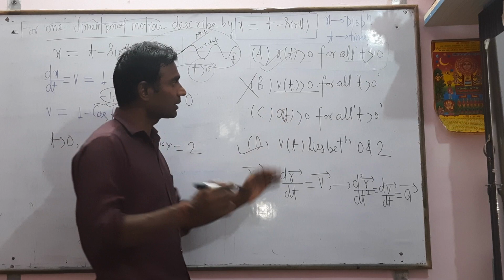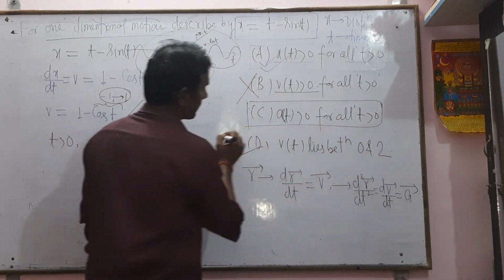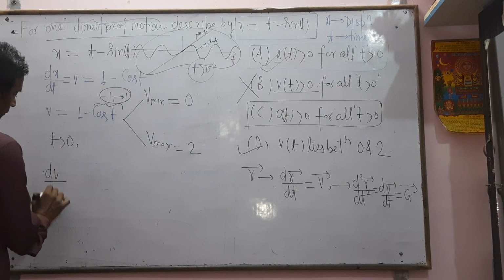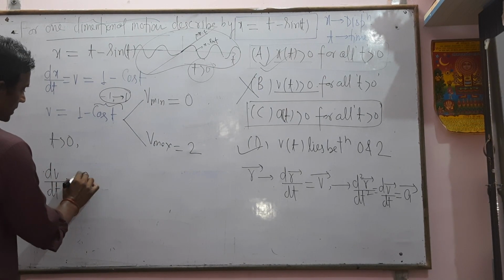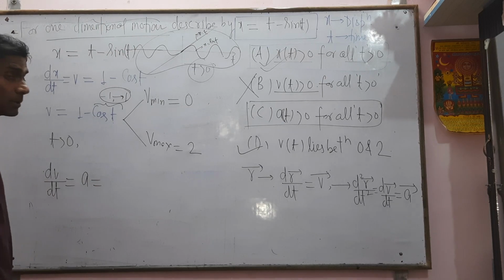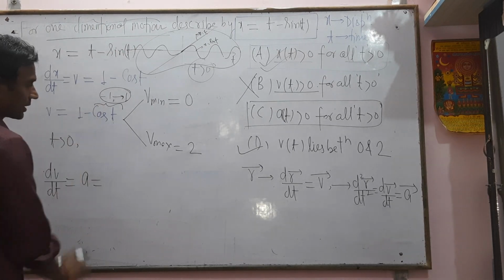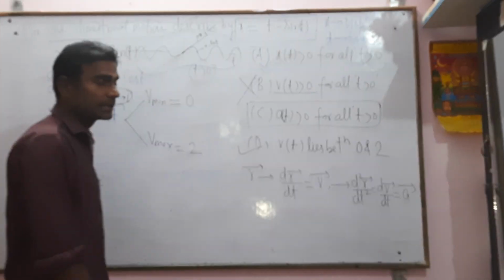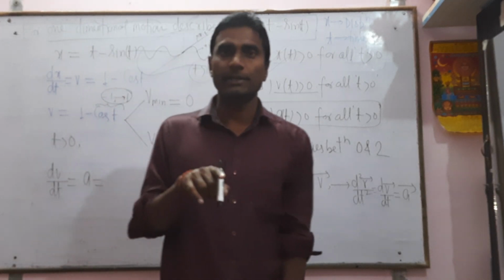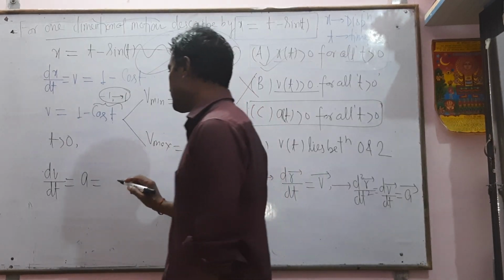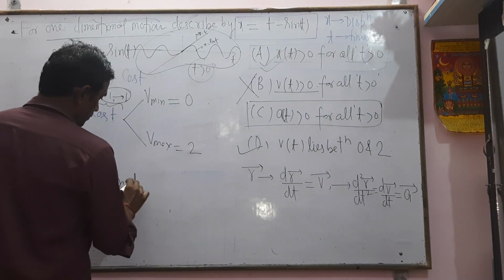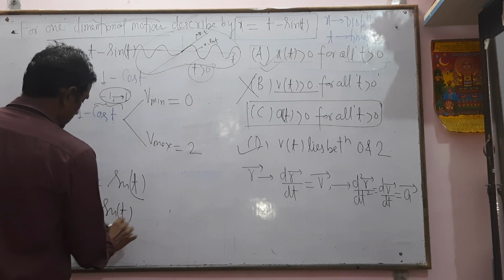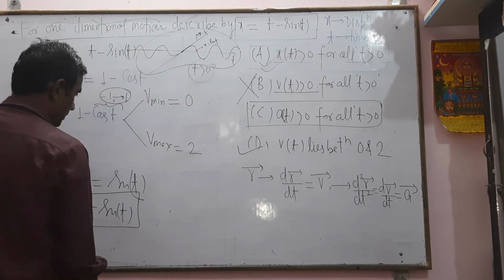Now we are coming to option C. C means differentiate that function, d/dt of v equals acceleration. Acceleration equals d/dt of 1, which equals 0, minus d/dt of cos t, which equals minus sin t. So minus of minus equals plus. This implies that a equals sin t. So acceleration equals sin t. So acceleration a equals sin t.